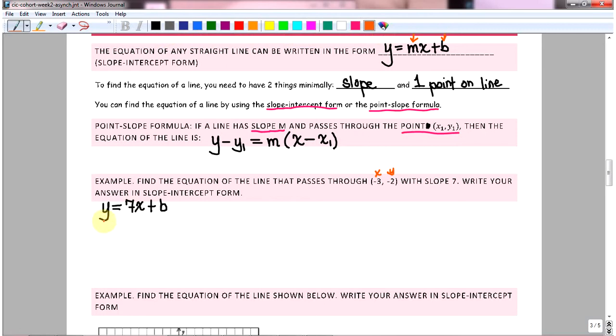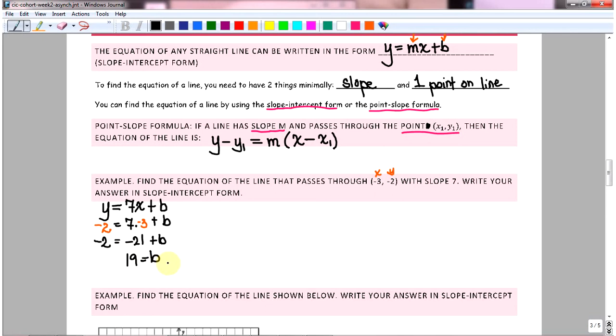So we end up with, we're plugging -2 in for y, is equal to, we have our slope of 7 times, well, the x value is -3. We don't know what b is, so we keep the plus b. So -2 is equal to -21 plus b. So we end up with b is equal to 19 after we add 21 to both sides.